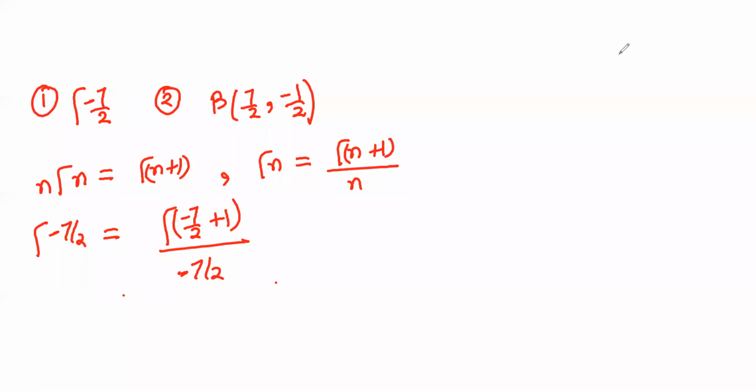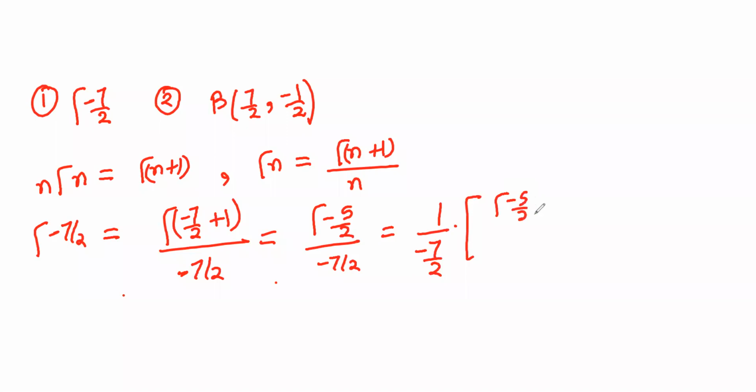So here we are getting negative also. So gamma(minus 7 by 2) is gamma(minus 7 by 2 plus 1) upon minus 7 by 2. So it is gamma(minus 5 by 2) upon minus 7 by 2. Then again, gamma(minus 5 by 2) is gamma(minus 5 by 2 plus 1) upon minus 5 by 2, isn't it? So it will be gamma(minus 3 by 2) upon 7 into 5 upon 2 into 2.